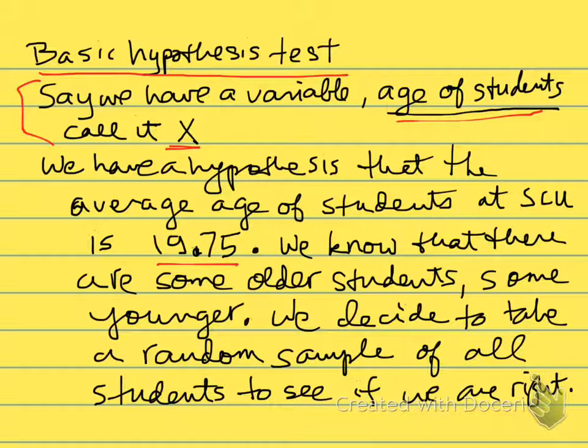That's our null hypothesis. We know that there's some older students. We know that there's some younger students. And we're interested in determining whether our null hypothesis that the average age is 19.75 is likely to be right, or maybe it's not right. So we decide to take a random sample of students to see if we're right.